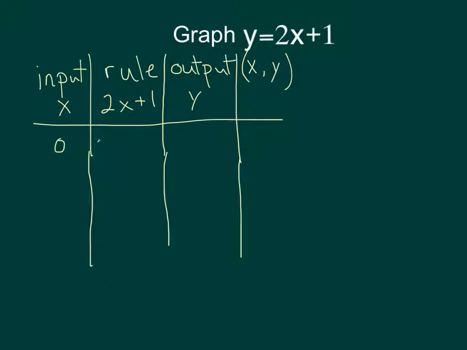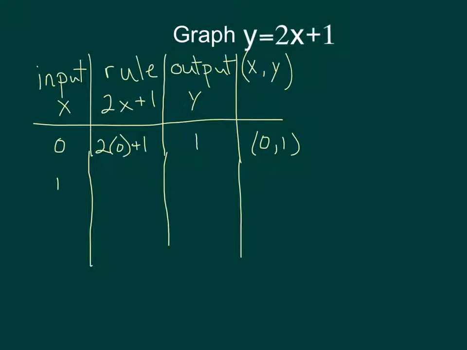Okay, so then I'm going to place that in the x, so that would be 2 times 0 plus 1. That's going to equal y. So now I figured this out. 2 times 0 is 0, plus 1 would be 1. So in this case, my x is 0, and my y is 1. Okay, so there's 1. I'm going to do another one here.